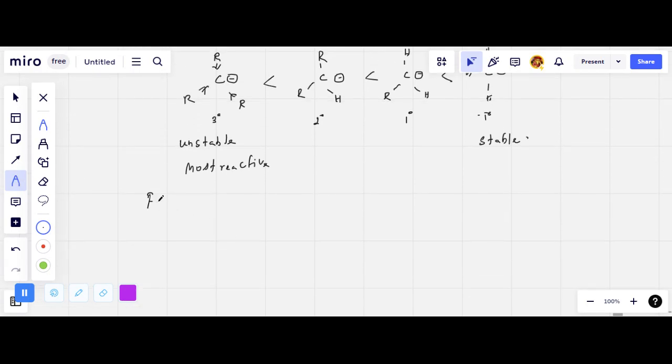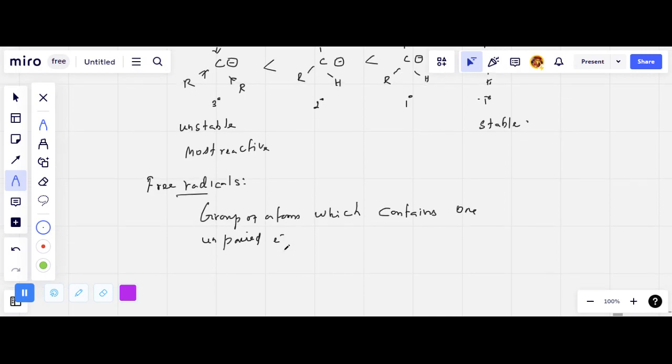The third intermediate is free radicals. We have already seen free radicals, but still I want to give another point. A group of atoms which contains one unpaired electron is called a free radical.